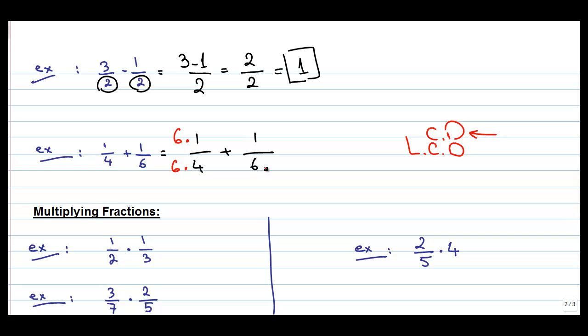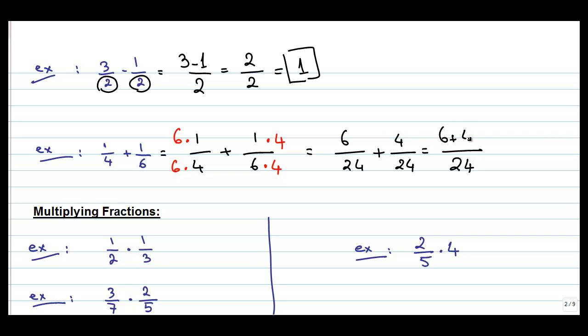For the other one, I'm going to multiply by 4. All right. Erase this. So continue. Down here we have 24, and here also we have 24. Same denominator, you can see that. Up we have 6 by 1, that's 6. Here we have 1 by 4, that's 4. Since we have the same denominator, just keep it this way and add the numerators. That would be 10 over 24.